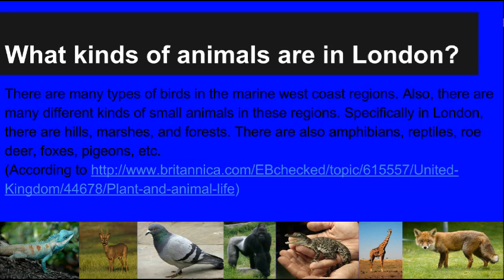What kind of animals live in London? Well, there are many different types of birds in the Marine West Coast regions. Also, there are many different kinds of animals in these regions. Specifically in London, there are hills, marshes, and forests, which means that there are amphibians, reptiles, roe deer, foxes, pigeons, and more.